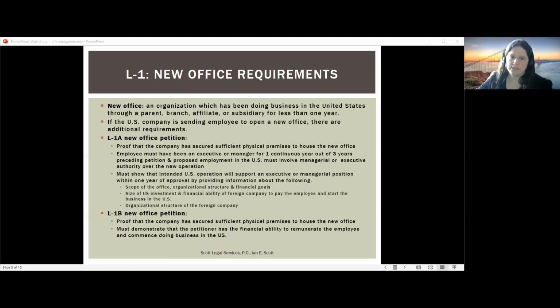A new office is defined as an organization which has been doing business in the US for less than a year. So that's the situation for less than a year.